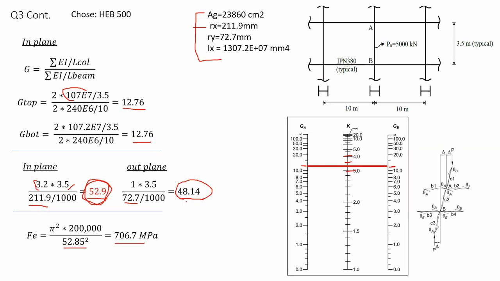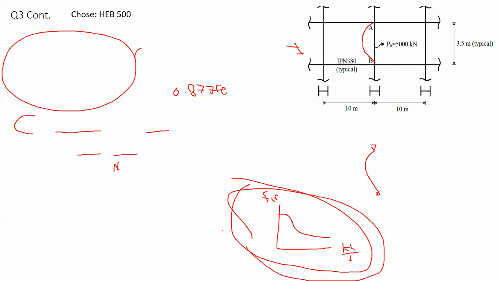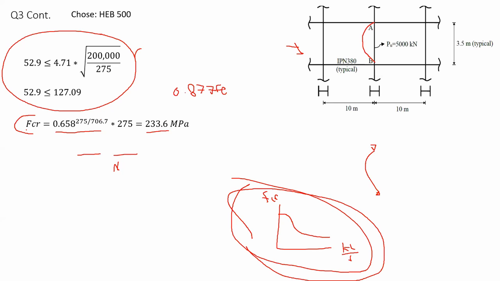How do you do that? You will check for Fe. You will have Fe for this one, and you will have another Fe for the out of plane, where KL over r is equal to 48. After that, since you have two Fe values, you will check the slenderness: check slenderness for in plane, check slenderness for out of plane. Then proceed, and you will have Fcr for in plane and Fcr for out of plane. You will see by yourself two capacity values, and of course the lowest capacity value is your limit.